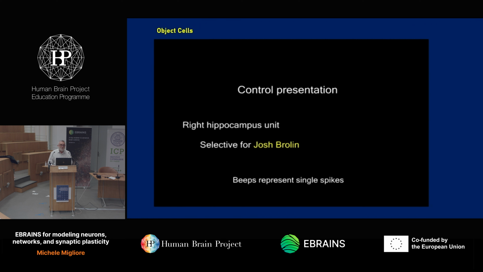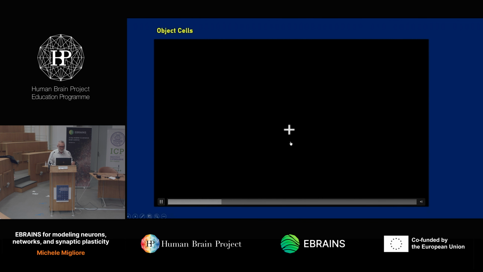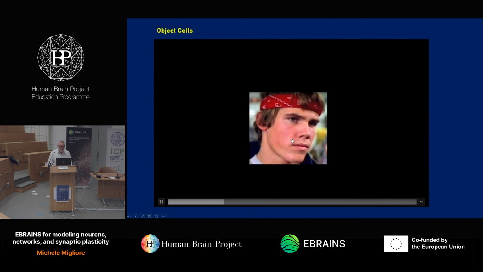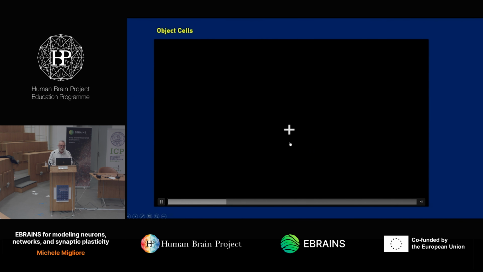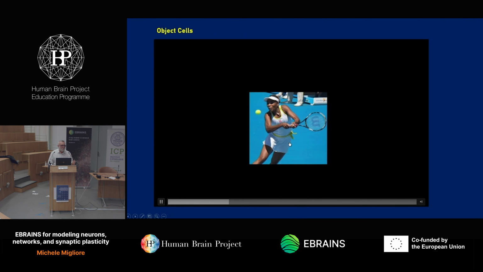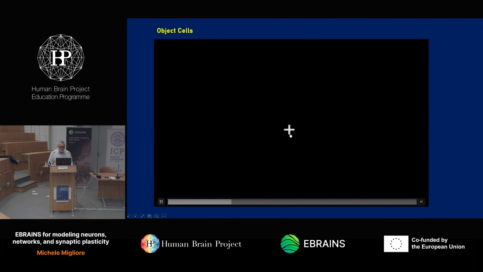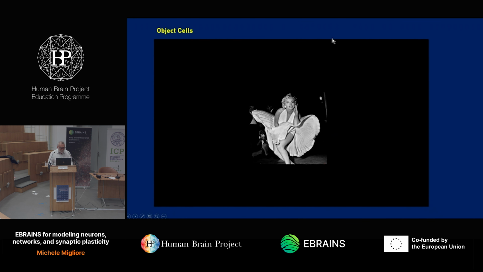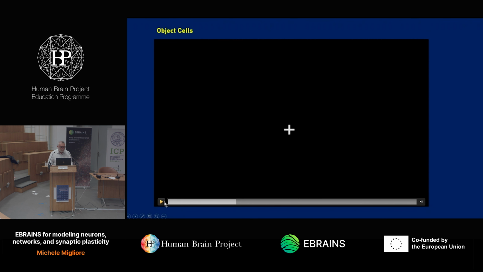Now, same person, another neuron. This is selected for Josh Brolin, whoever he is. I don't know him. He's an actor. This one is Josh Brolin, not Marilyn Monroe, Josh Brolin. So this will give you an idea of how the hippocampus is coding the information.